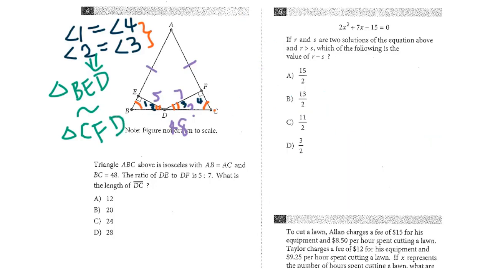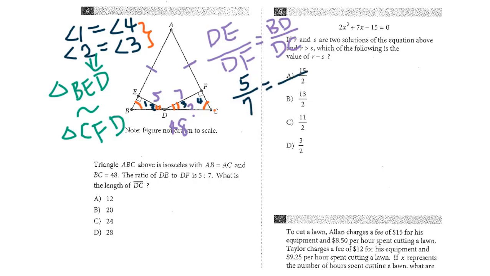For two similar triangles, the ratio of corresponding sides will be equal to each other. In other words, I can do DE over DF equals BD over DC. So I plug in: DE over DF is 5 over 7, and BD over DC. Let me put that DC is X.